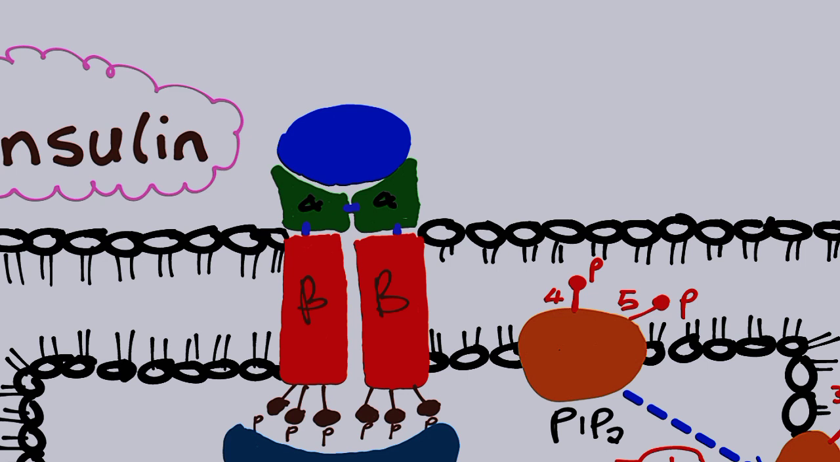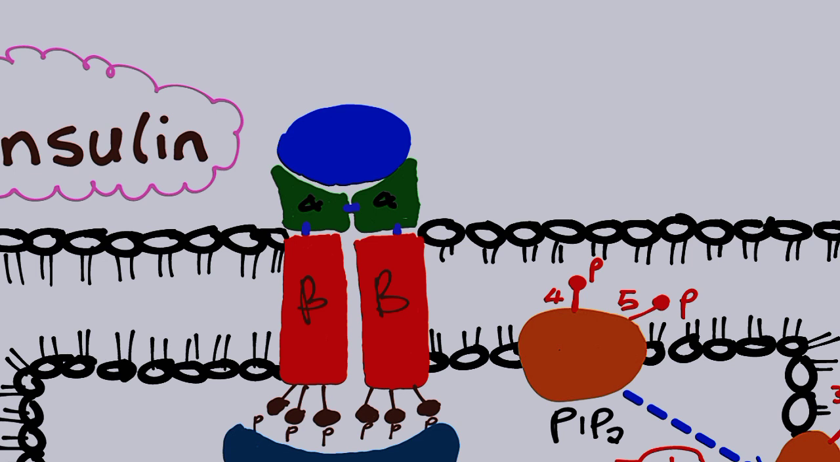We are going to understand what happens inside the cell when insulin binds to insulin receptors. And this is very important because when we're talking about how insulin regulates glycolysis, glycogenesis, and lipid metabolism, it's very important to understand what I'm going to explain in this video.